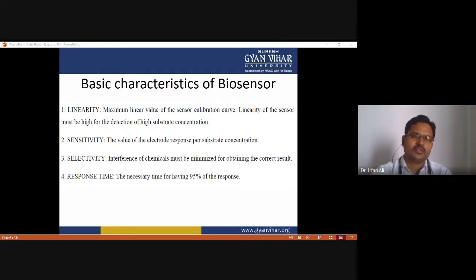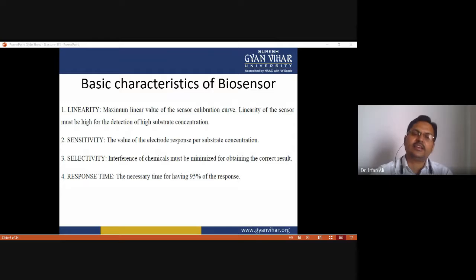Okay. So if we talk about a good biosensor, there are certain characteristics of a biosensor which will determine the quality of the biosensor. These major properties are linearity, sensitivity, selectivity, and response time. If we talk about linearity, that means the maximum linear value of the sensor calibration curve, and the linearity of the sensor must be high for the detection of high substrate concentration.